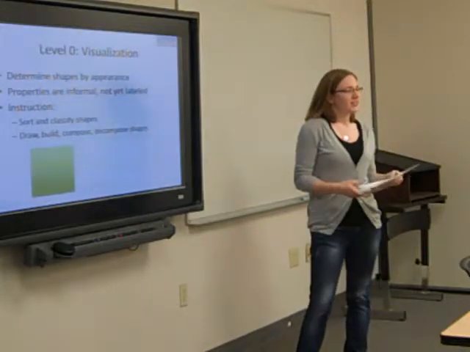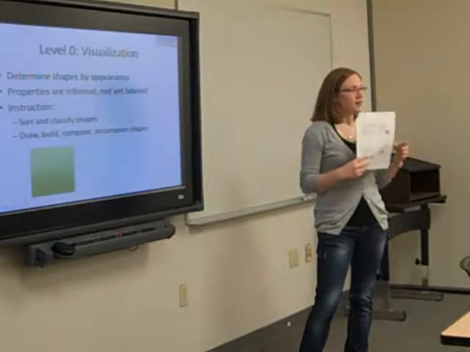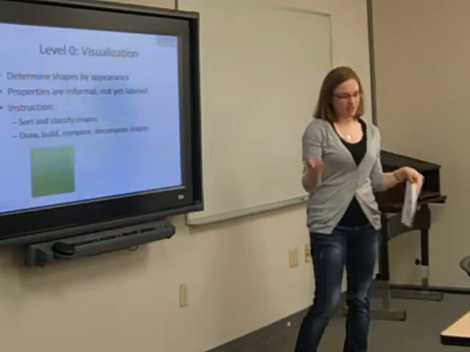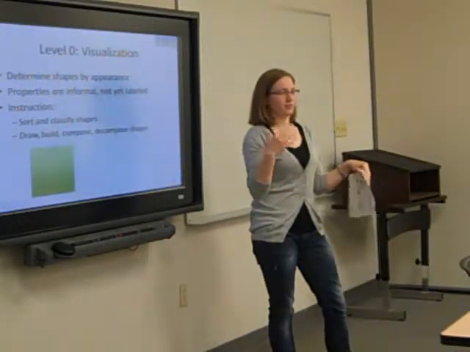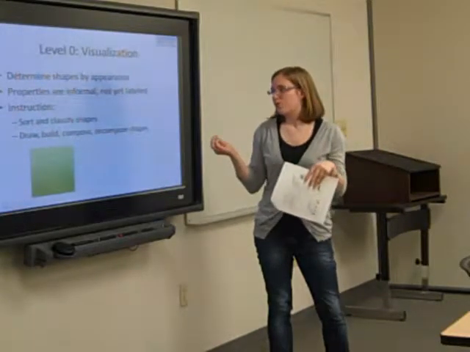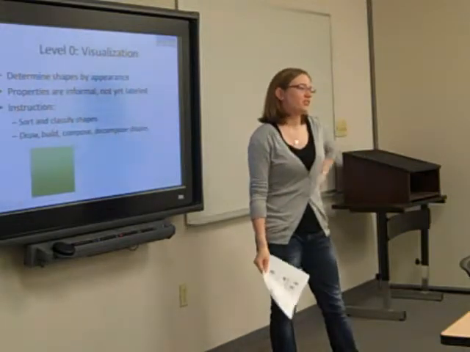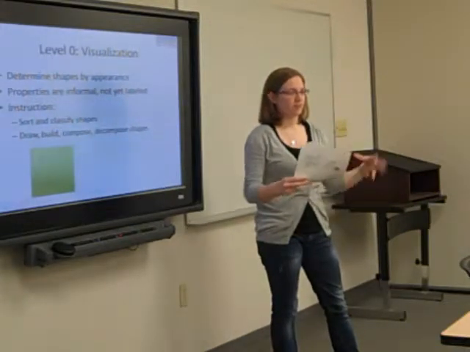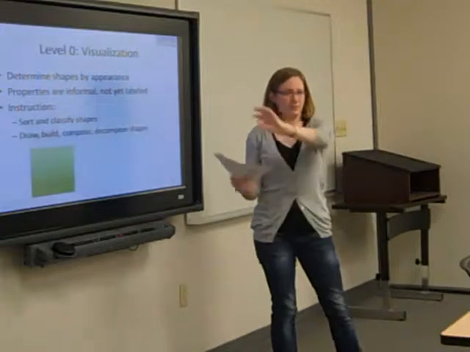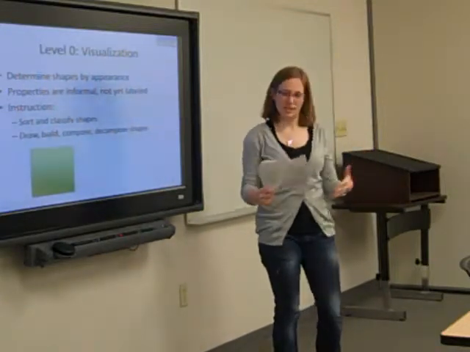And at this level, kids determine shapes based only on their appearance. Any knowledge of properties is really just informal and not labeled. So for kids at this stage, you have them sort and classify a bunch of shapes and ask them to put them into categories or ask them to build their own shapes. Really just experiment with shapes.